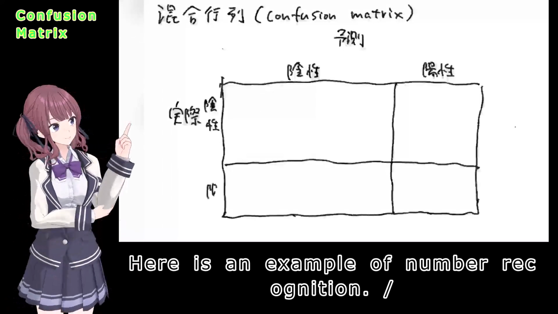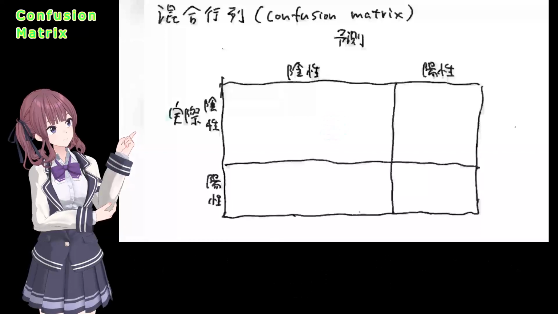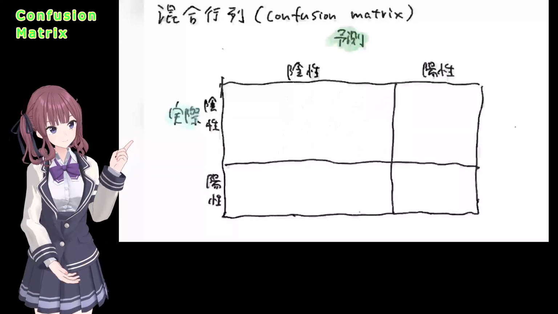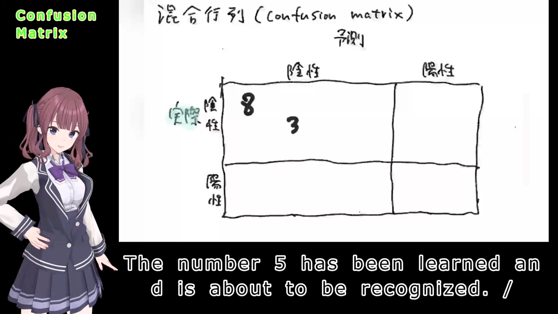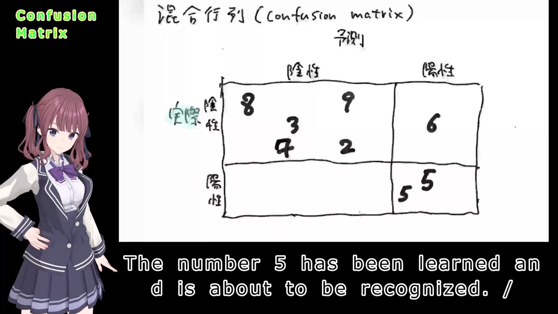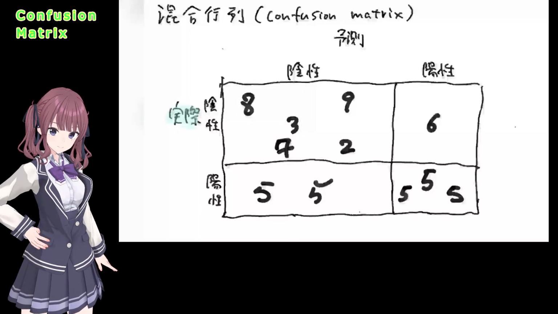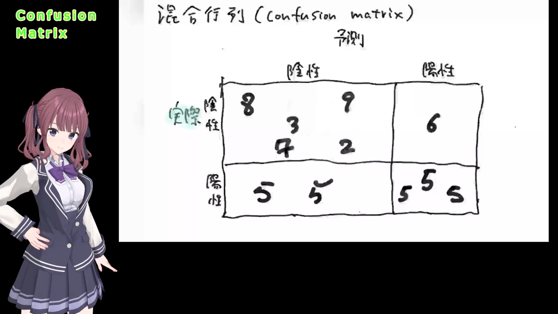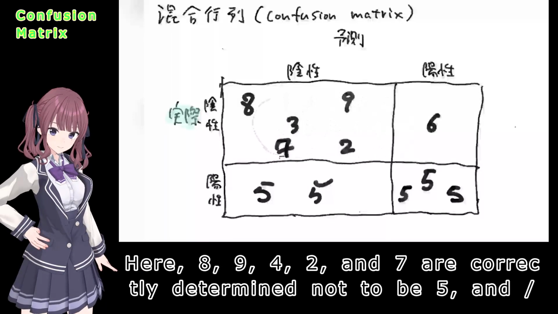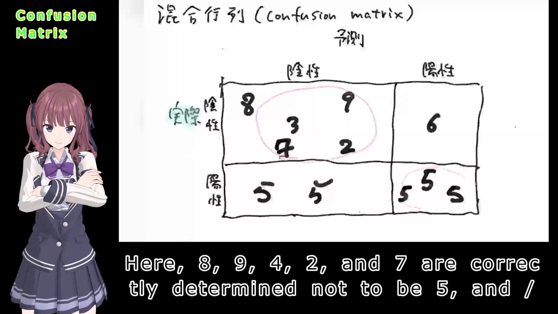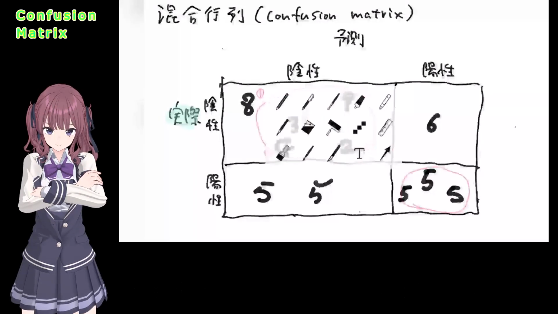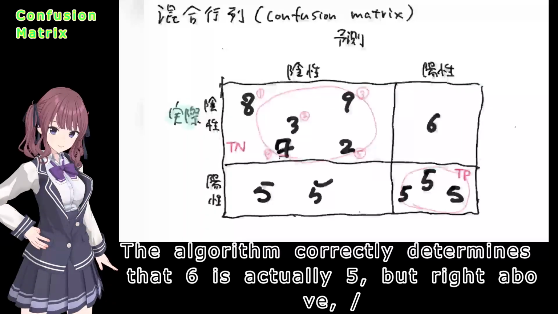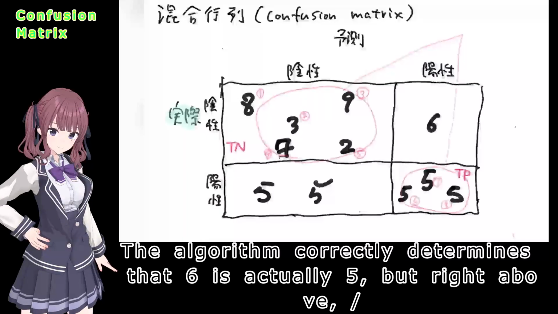Here is an example of number recognition. The number 5 has been learned and is about to be recognized. Note that it also recognizes numbers that are not 5. Here, 8, 9, 4, 2, and 7 are correctly determined not to be 5, and the algorithm correctly determines that 6 is actually 5, but right above.